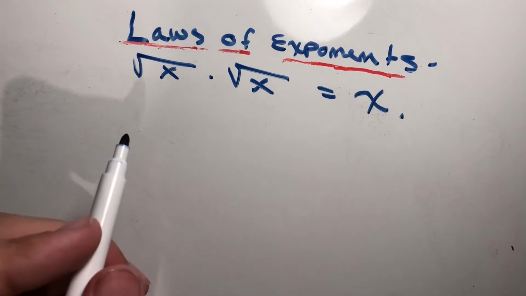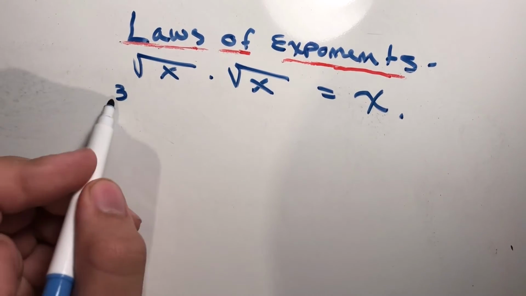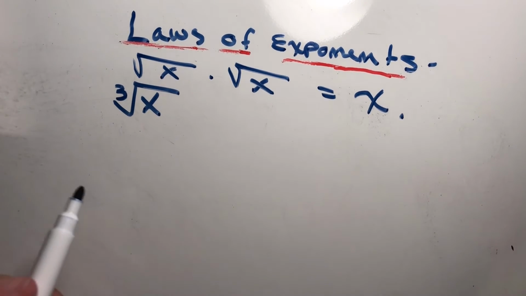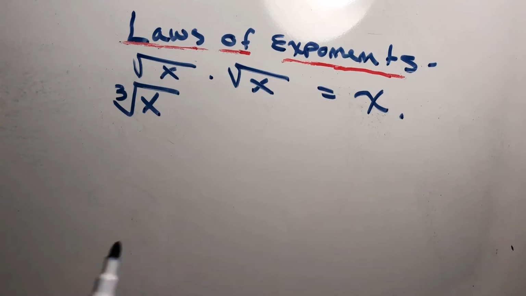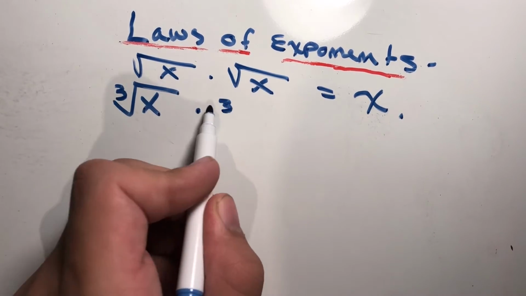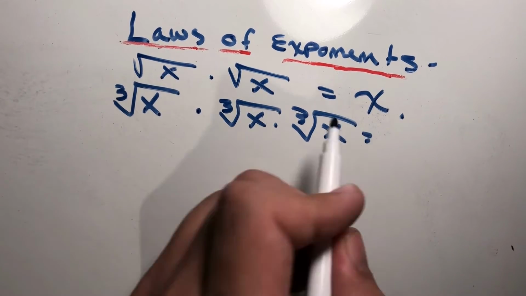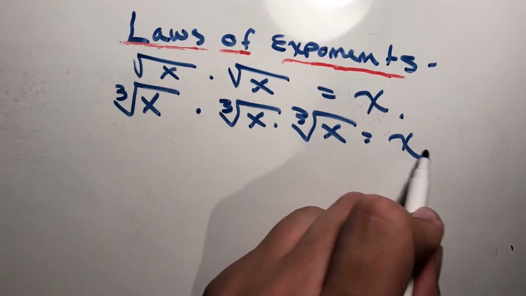The thing is, when we move to things like the third root of x, we actually have to put a little 3 up here to signify that it's the third root of x, not the square root of x. And the third root of x, as you may have guessed, when multiplied by itself 3 times, will give us x again.